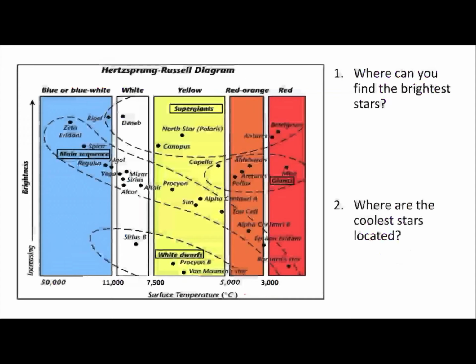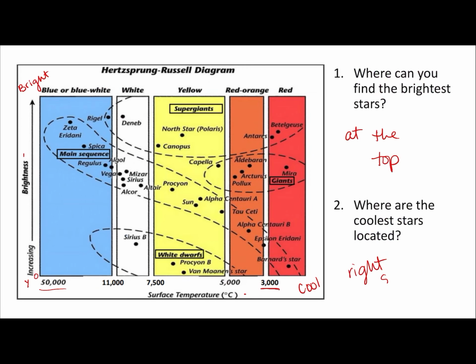Where are the coolest stars located? So looking at surface temperature, 3,000 is a lot less than 50,000. So all my cool temperatures are going to be on the right side of the diagram.